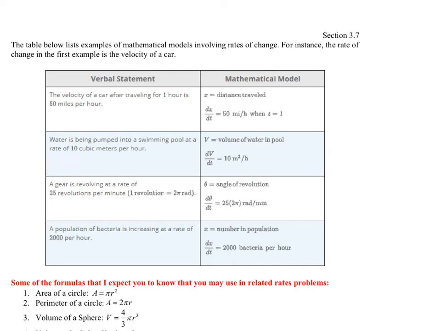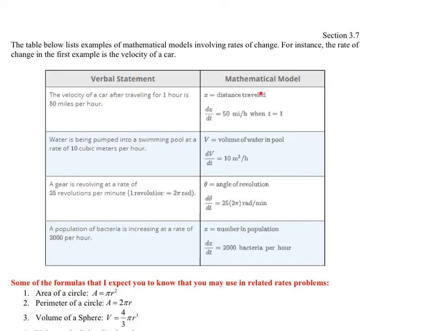So to prep you for these real-world examples, let's read through some examples. When you're reading the word problem, it's going to say something like, the velocity of a car after traveling for 1 hour is 50 miles per hour. So what are they giving you there?